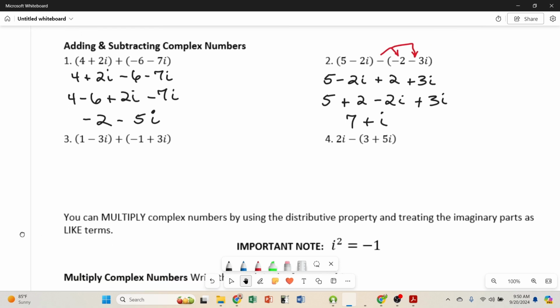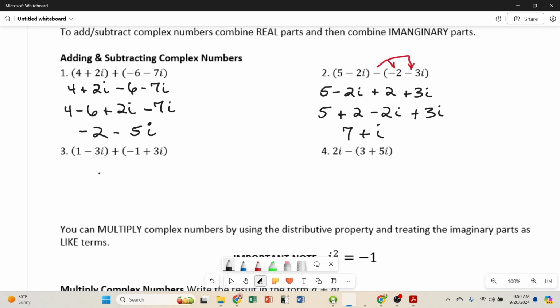Now, let's look down here. Again, clear my parentheses. I'm adding though. So 1 minus 3i, I don't have to change anything. Minus 1 plus 3i. Well, 1 minus 1, minus 3i plus 3i. This is silly, this problem, because it's just 0.